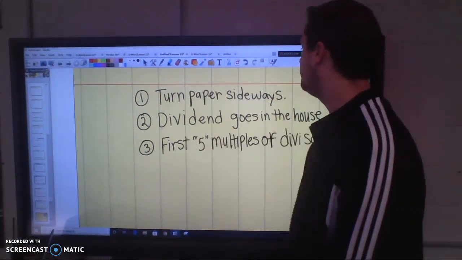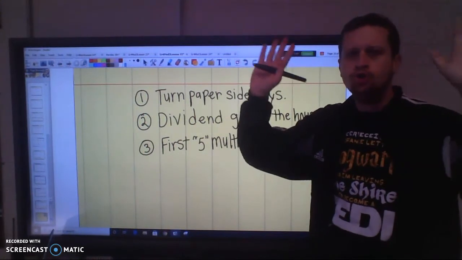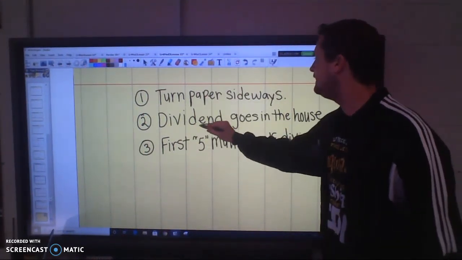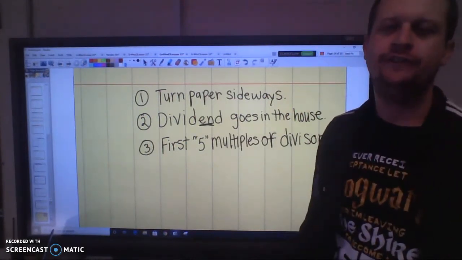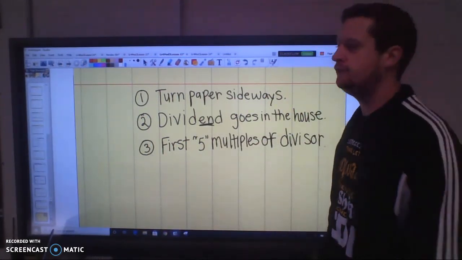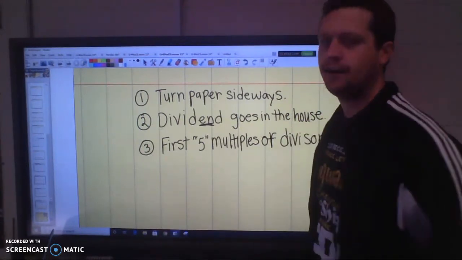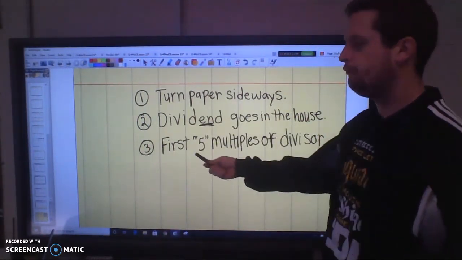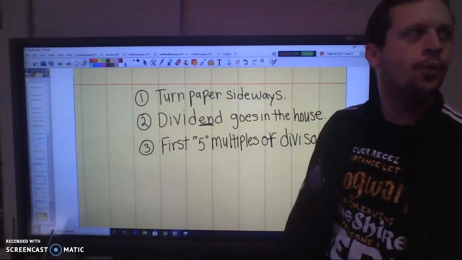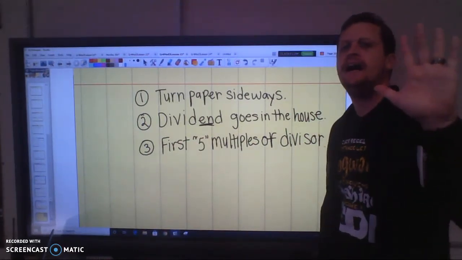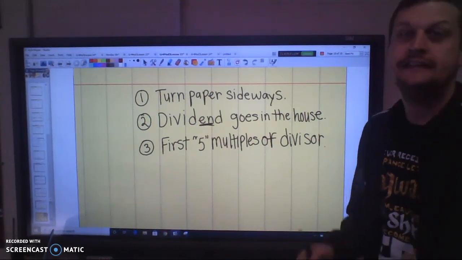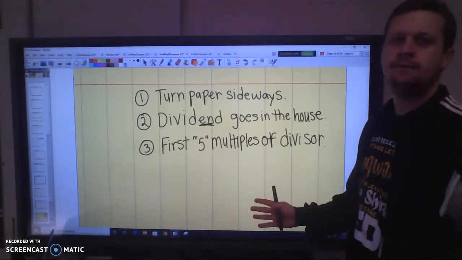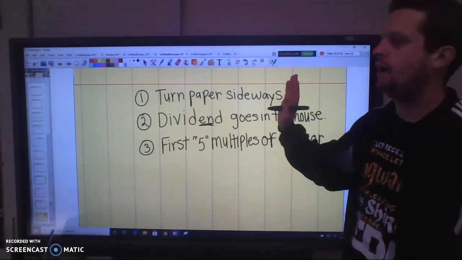Okay, number 2, the dividend goes in the house. Remember, dividend is in the house. The divisor is out of the house. The divisor is trying to get in. All right, and then our answer is our quotient. And then for this strategy, we list the first 5 multiples of the divisor. That doesn't mean our answer is going to be in the first 5, but maybe we can see it there and we won't have to do as much.